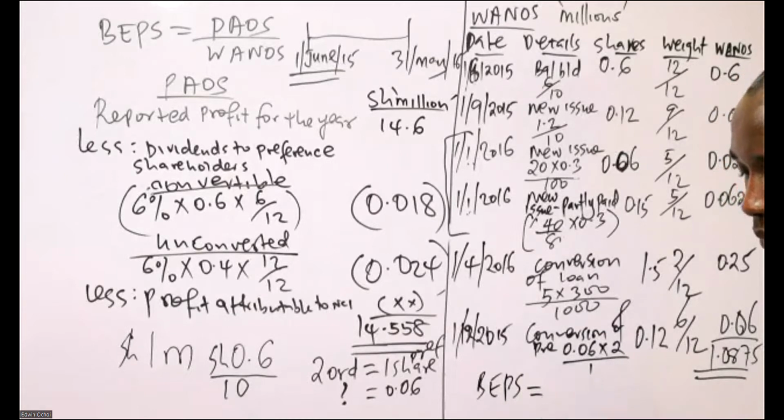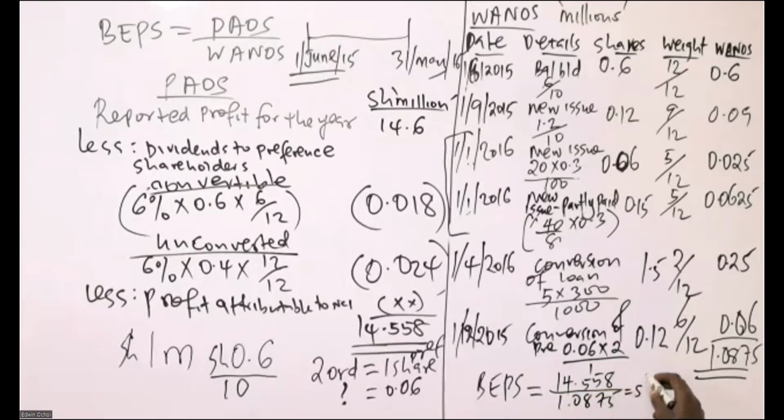Basic EPS would be 14.558. You divide by what? 1.0875, which is equal to shillings. So 14.558 divided by the answer. So shillings 13.37 per share.